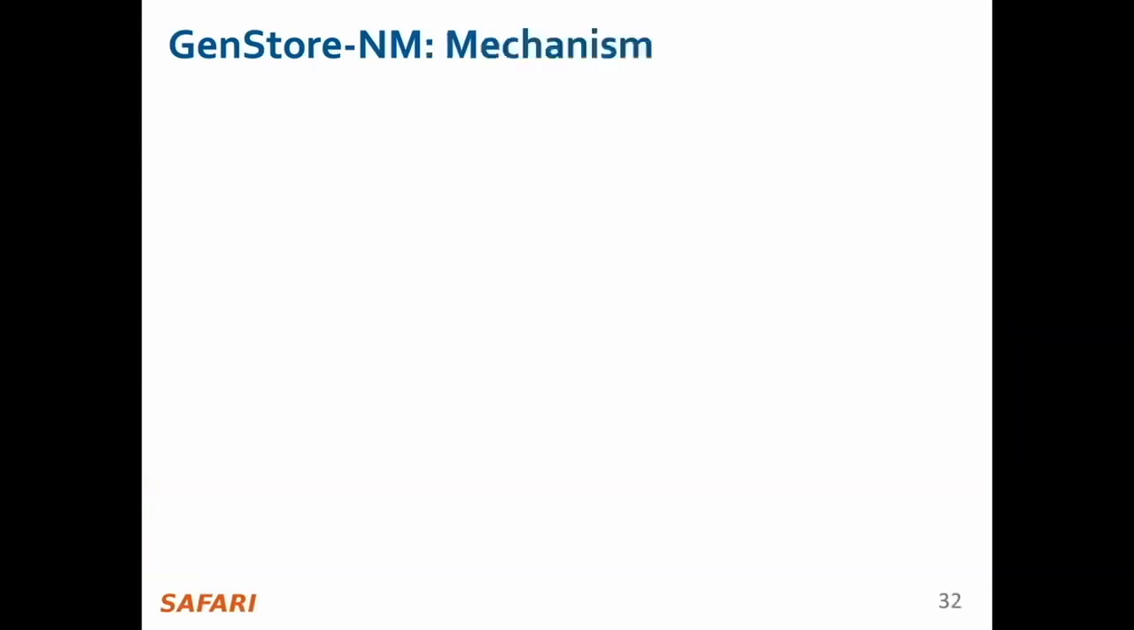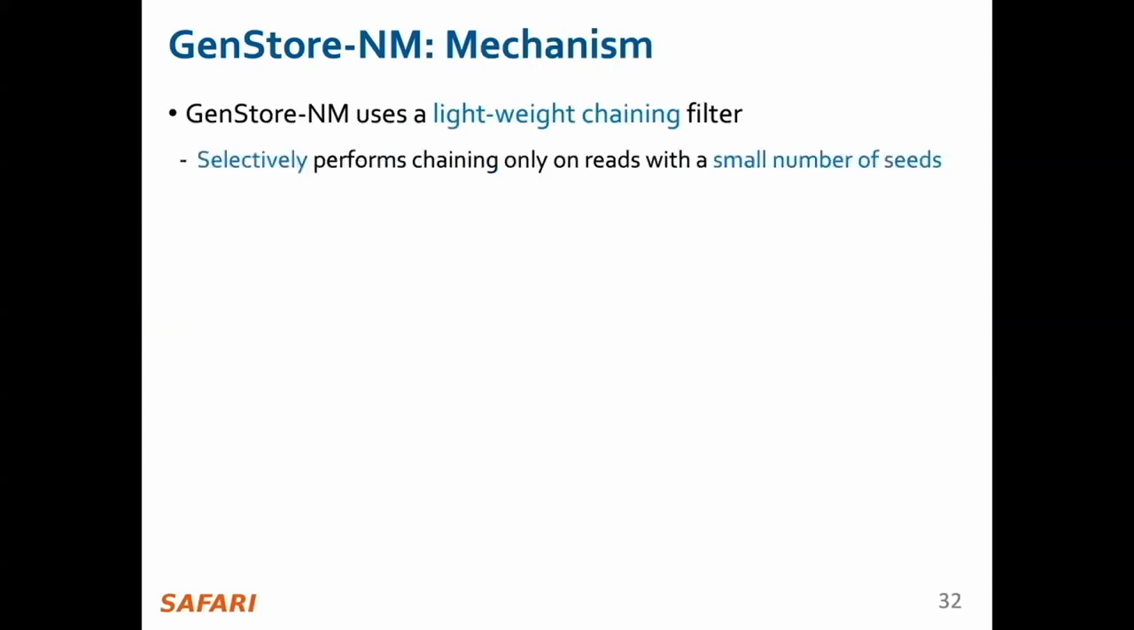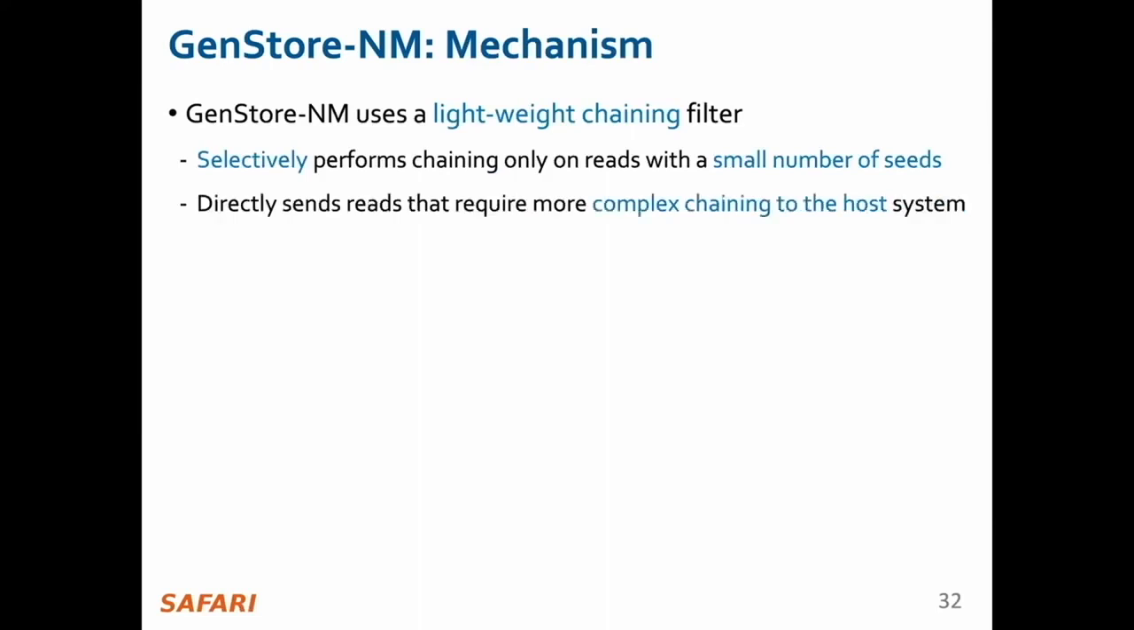So to reduce the cost of chaining, GenStore NM uses a lightweight chaining filter that selectively performs chaining only on reads with a small number of seeds and directly sends the reads that require more complex chaining to the host system.